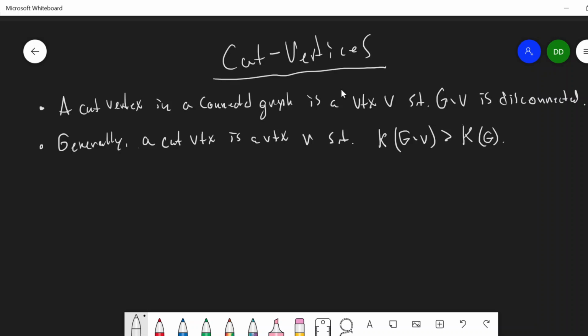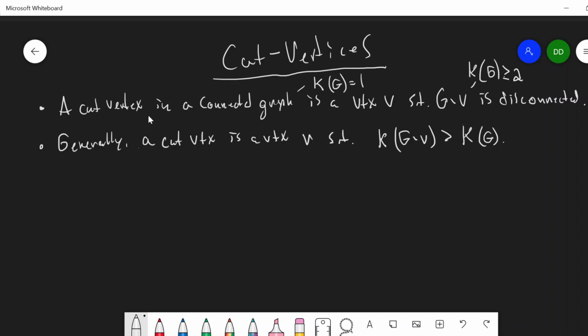So notice that's the case up here with the connected graph, right? Because the number of components in a connected graph is 1. And if I disconnect it, that means I now have a disconnected graph, and so the number of components is at least 2, is greater than or equal to 2, which is strictly greater than 1.